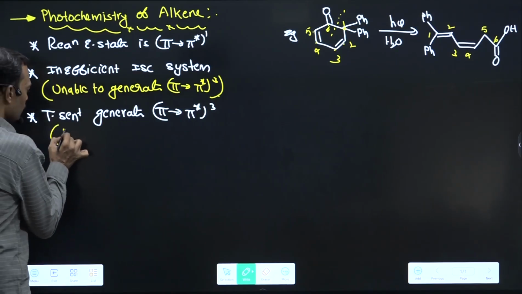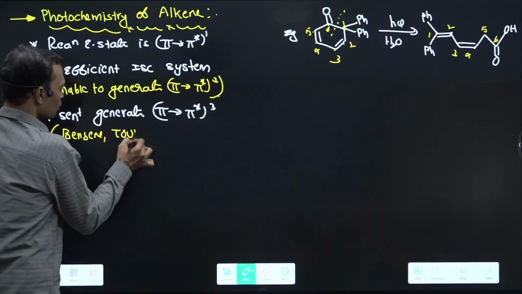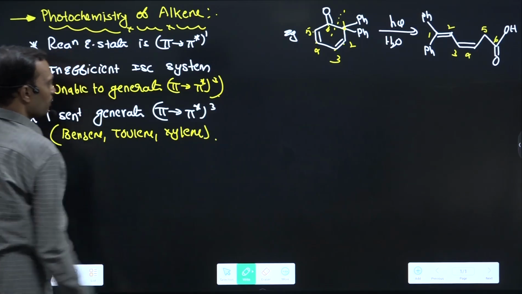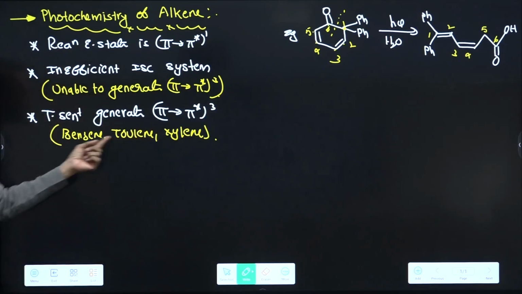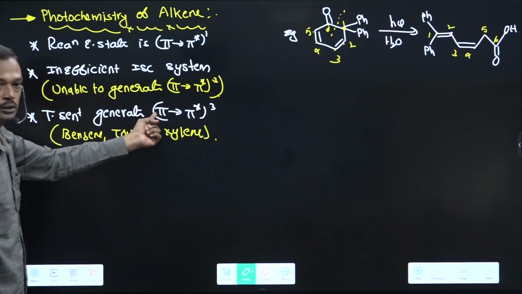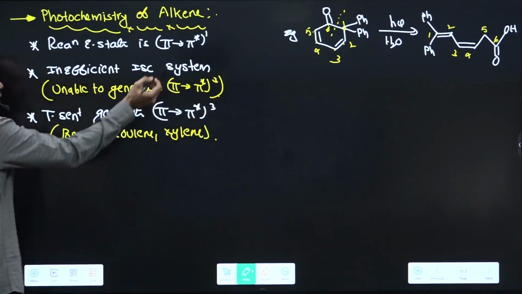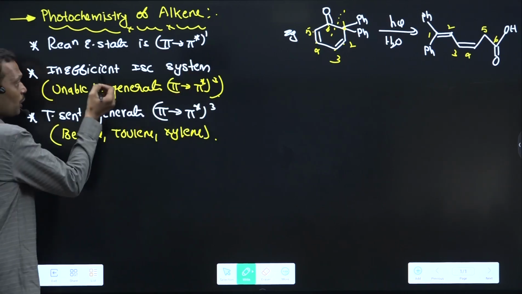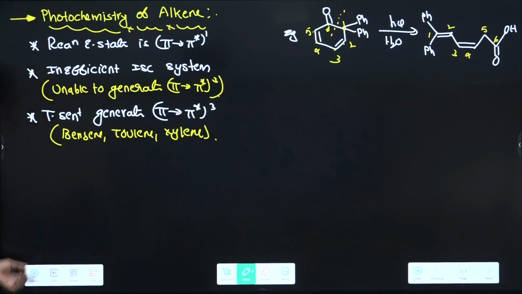So here we can use benzene as a triplet sensitizer, toluene, and even I can use xylene. These are the available triplet sensitizers for olefin. When an olefin is given, if any aromatic rings are given, they are triplet sensitizers for olefin. At that time, the pi to pi star triplet will be generated. So pi to pi star singlet reactions are different, triplet reactions are different. But this molecule never generates a triplet by itself, though it can by using a triplet sensitizer.